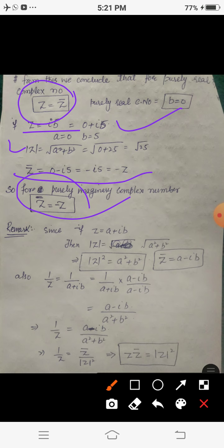Now if we consider a complex number z equals a plus iota b, then its modulus is root of a square plus b square.